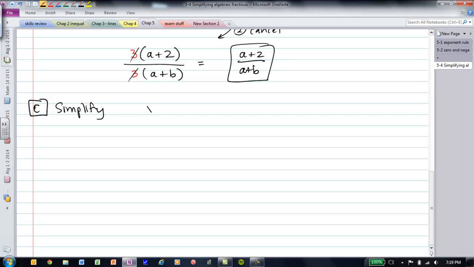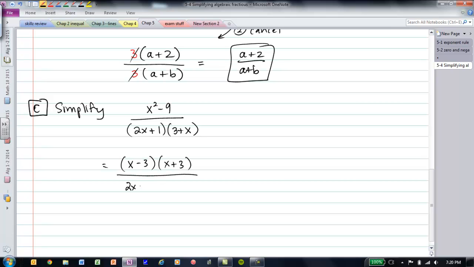And our problem looks like this. (x squared minus 9) over (2x plus 1)(3 plus x). So the first thing I need to do is factor my numerator. My numerator is going to factor into 2 binomials because I recognize x squared minus 9 is a difference of 2 squares. So I have (x minus 3)(x plus 3), and that's over (2x plus 1)(3 plus x).